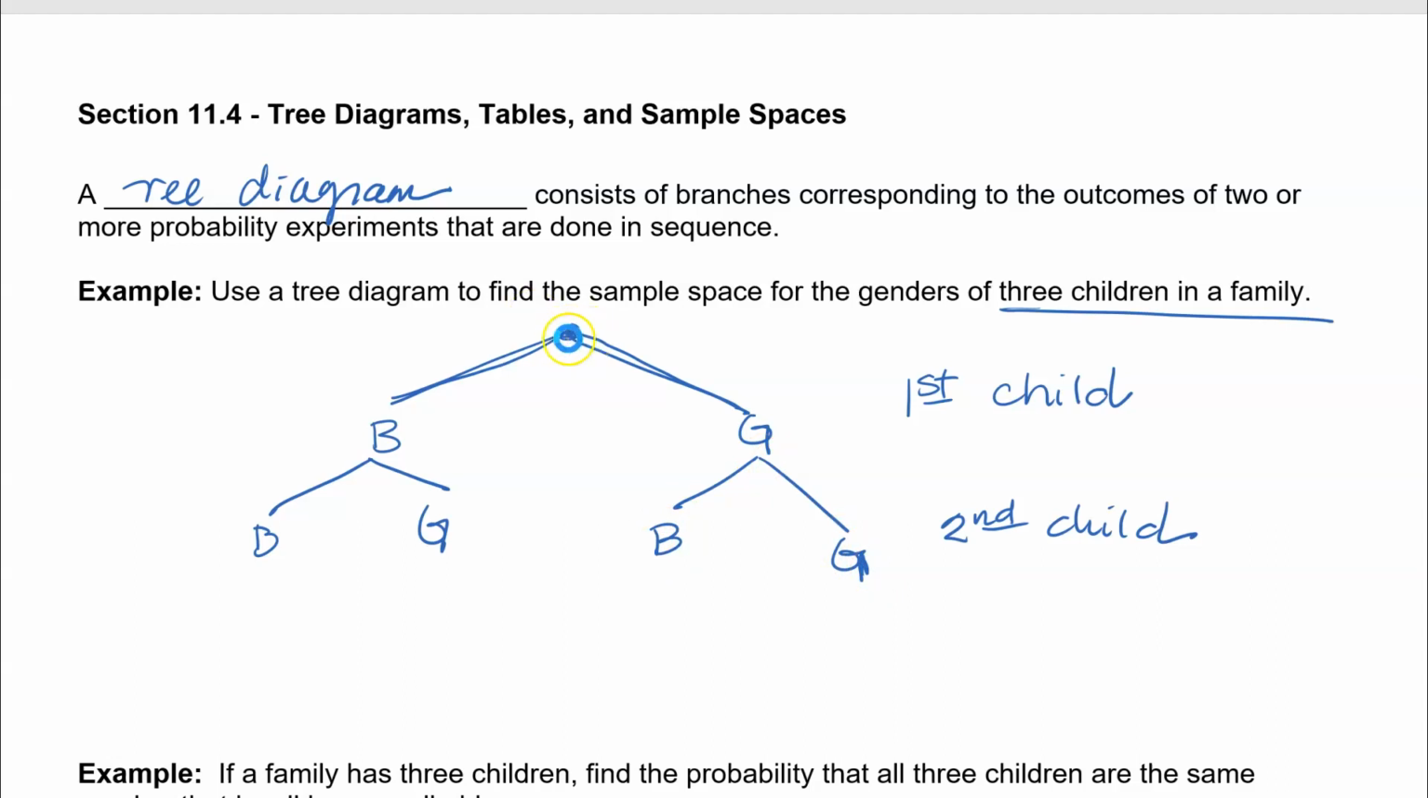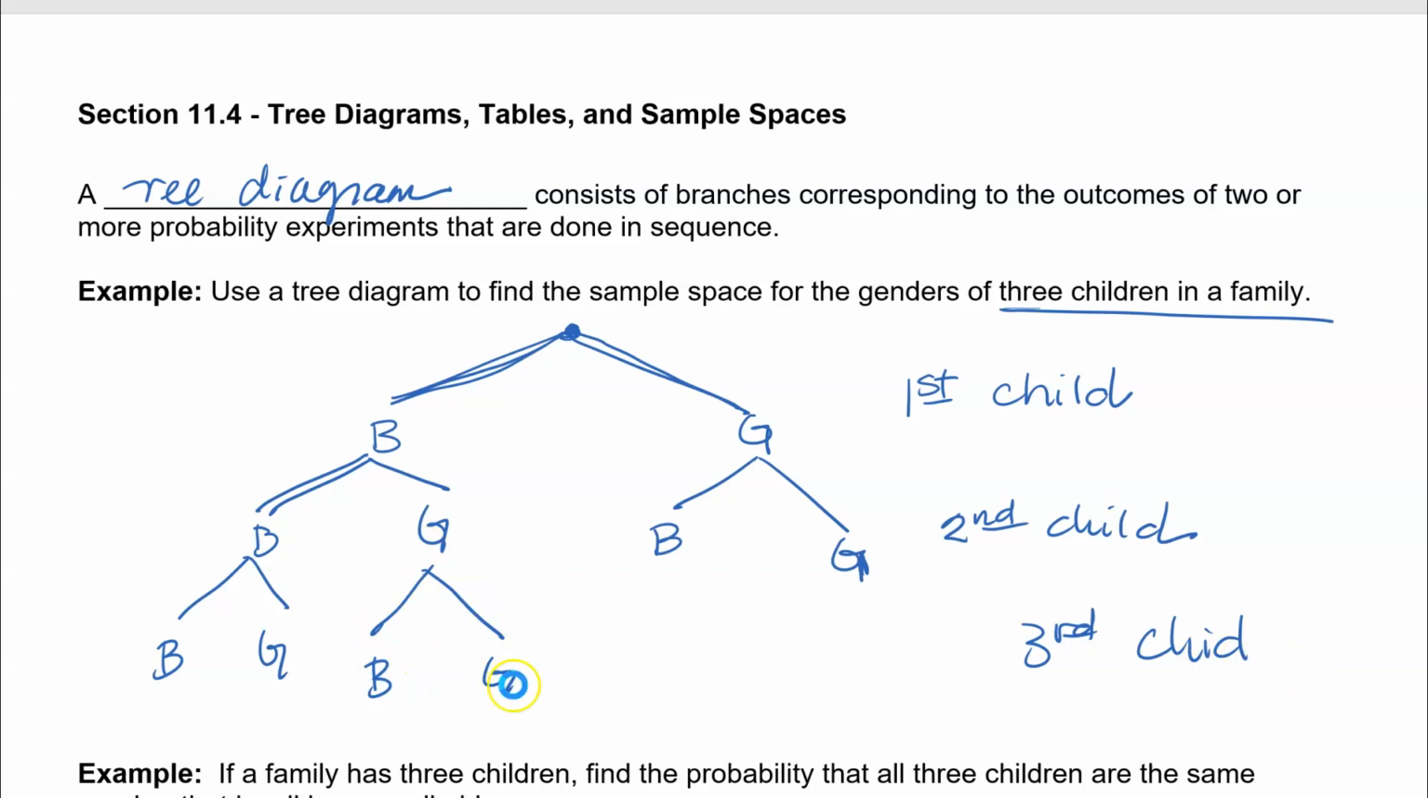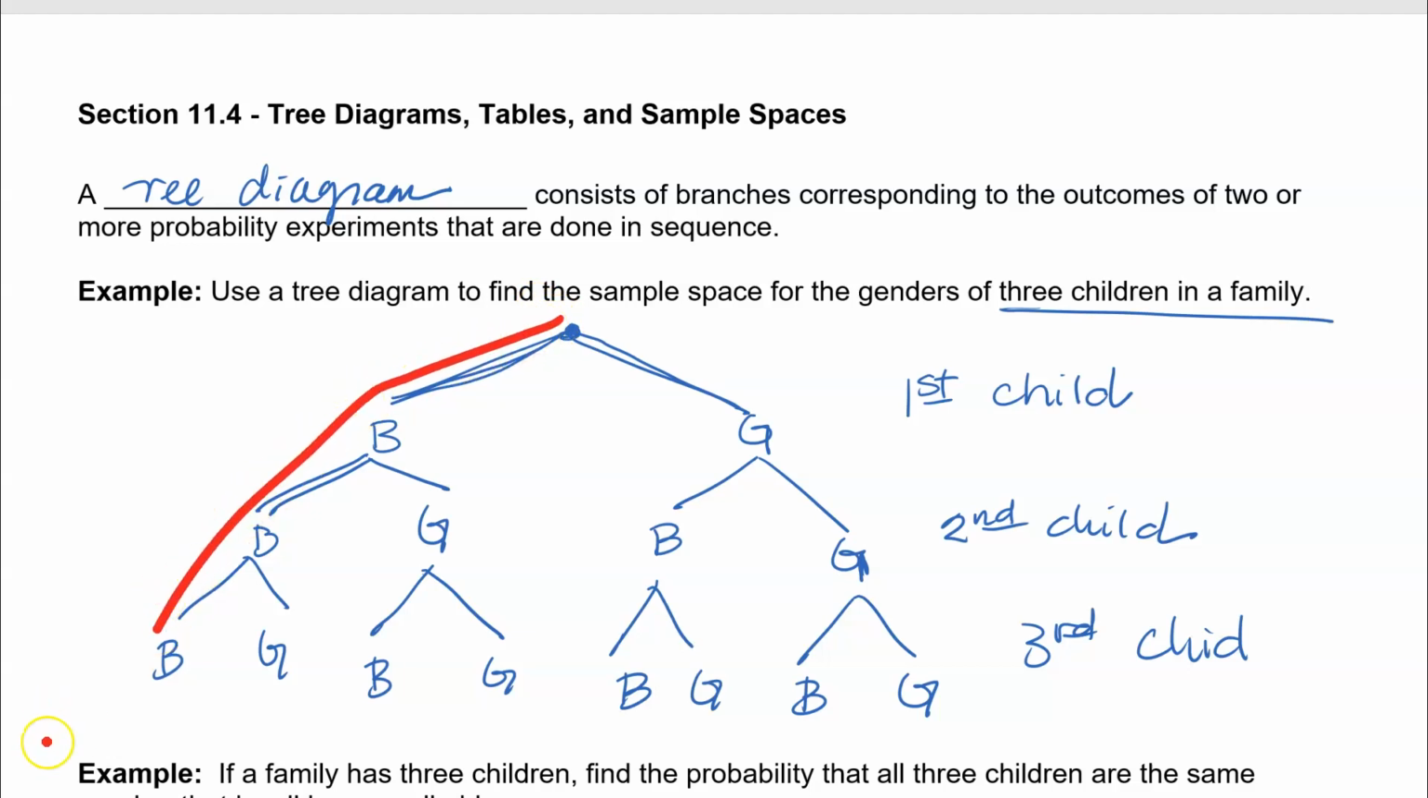So we're going to start at the top. They could have a boy, they could have a boy, and then they could have a boy or a girl for their third child. So this third layer represents their third child. And these could also be boy or girl. So every one of these branches represents an outcome. So for example, if you start at the top and go down, you could have a boy, a boy, and a boy. So that represents boy, boy, boy.